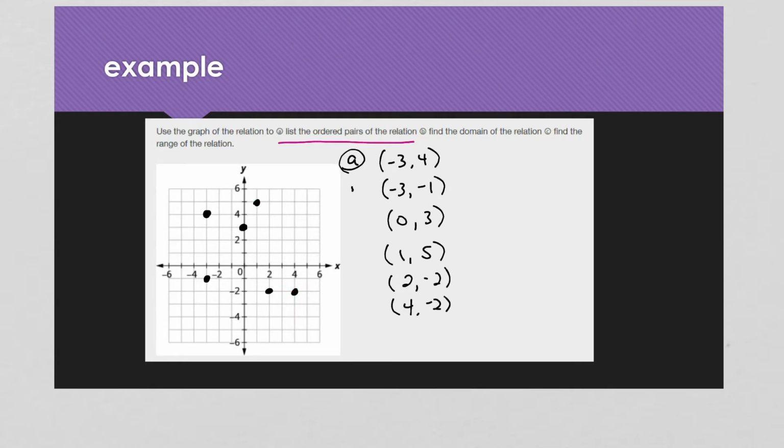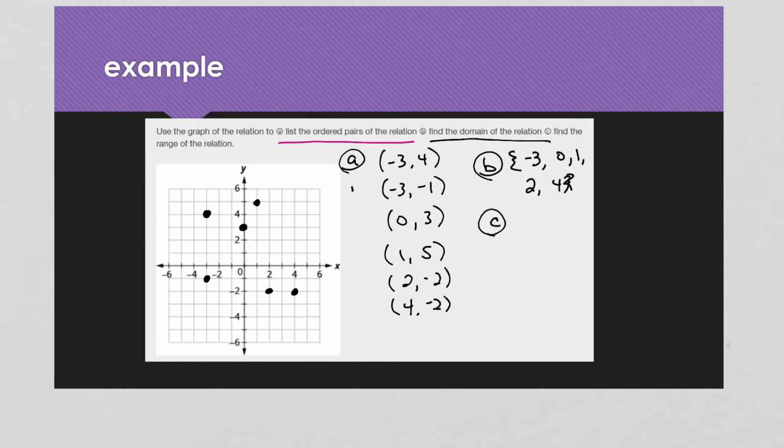All right, so then part B says find the domain of the relation. So on part B, the domain is squigglies, and we list only, if it occurs twice, we only have to list it once, remember? So we would list -3, 0, 1, 2, and 4. We do not have to list anything that occurs twice.